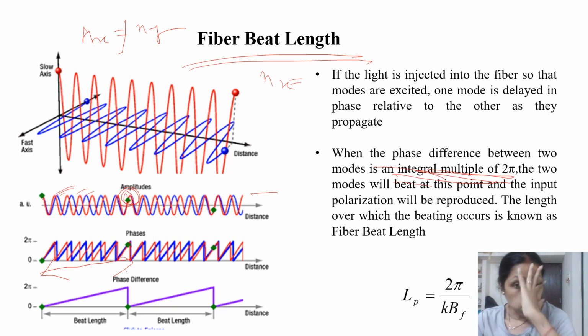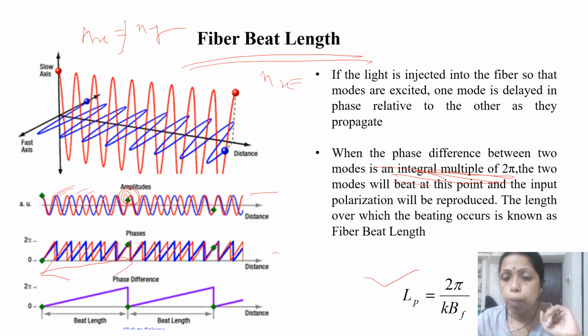So this length, after which the phases of both modes will be the same, is called the beating. Both modes beat with each other. This concept is called the fiber beat length. So the fiber beat length is related to the birefringence concept.